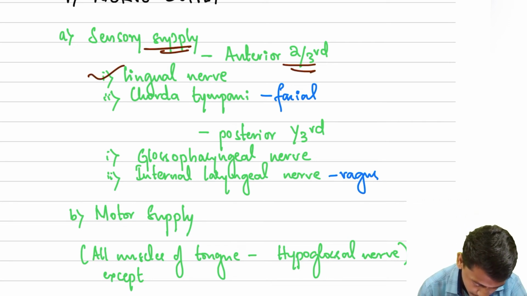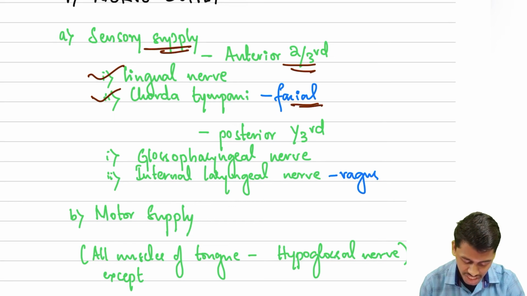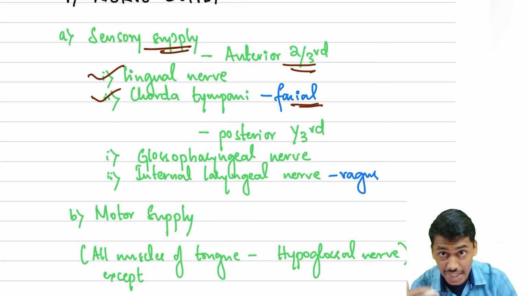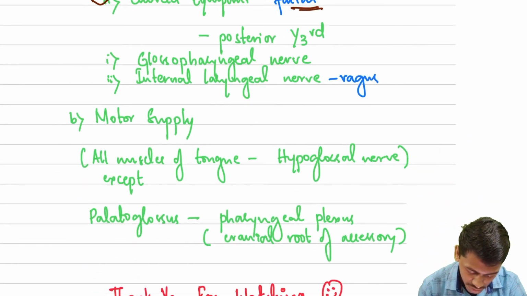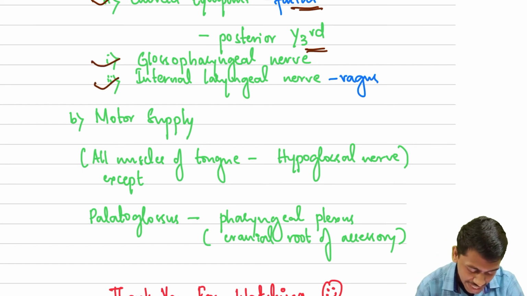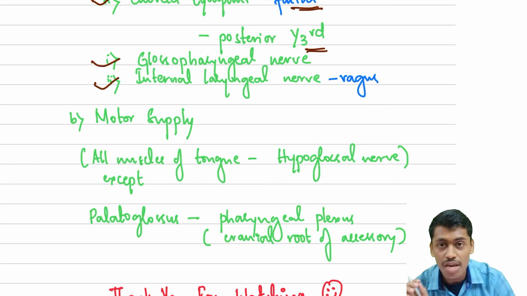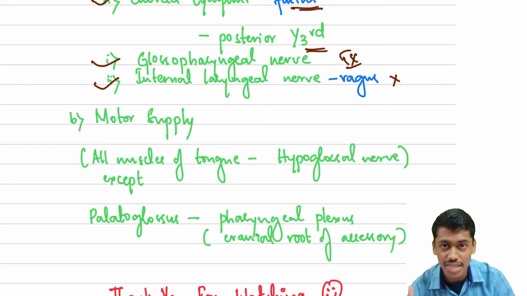The anterior two-thirds is supplied by the lingual nerve as well as the chorda tympani, which is a branch from the facial nerve. So sensory supply of the anterior two-thirds is by the lingual nerve as well as the chorda tympani from the facial nerve. Then we have the posterior one-third. Posterior one-third sensory supply is by the glossopharyngeal nerve, which is cranial nerve 9, as well as the internal laryngeal nerve, which is a branch from the vagus nerve, cranial nerve 10. So this is about the posterior one-third sensory as well as the anterior two-thirds sensory supply.